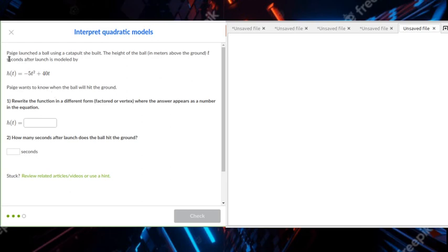Okay, last one here. Paige launched a ball using a catapult she built. The height of the ball in meters above ground, t seconds after launch, is modeled by, it's t, Dan. The variable is t. Paige wants to know when the ball will hit the ground. Okay, so let's see if we can draw this out. This is in standard form, and there's no constant term, so the y-intercept is 0. It's going to be at 0, 0, and then it's opening down, so it's going to look kind of like that.